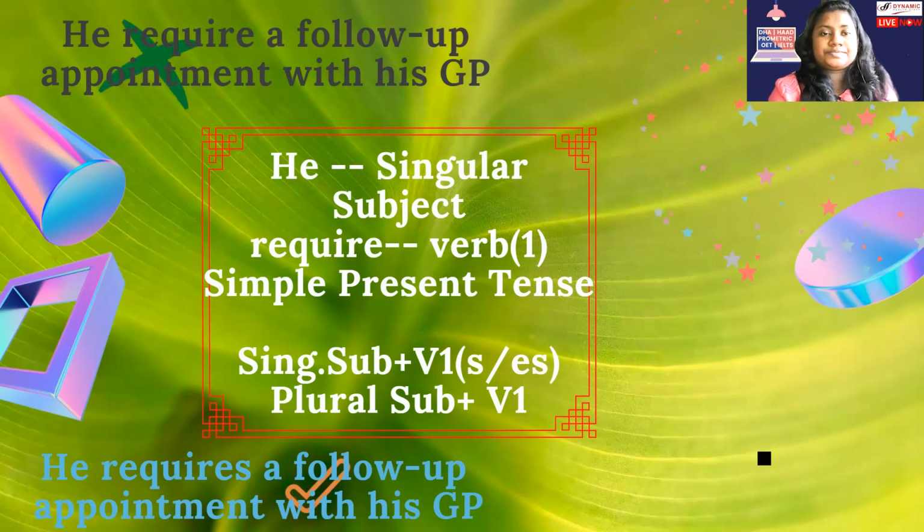That is correct. And again the opposite is there, and don't think that it is only for a singular subject. If it is a plural subject, we won't add s or es. We'll just give the first form of the verb. If in the same sentence the subject is "they", then it will be "they require". If you write "they requires", then that will be wrong. Understood?